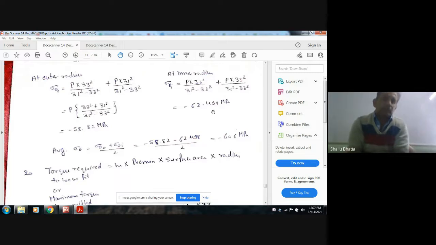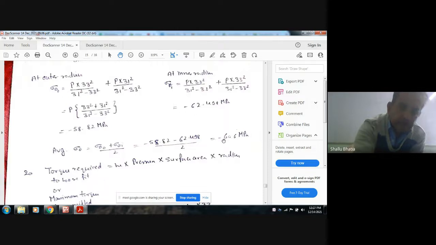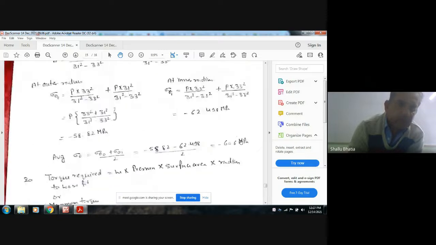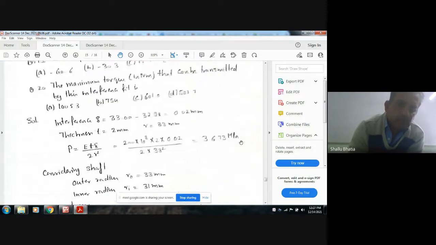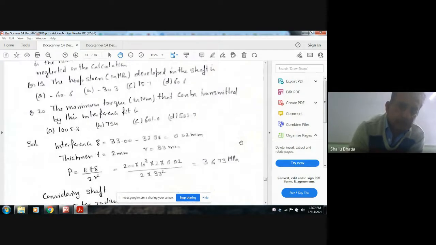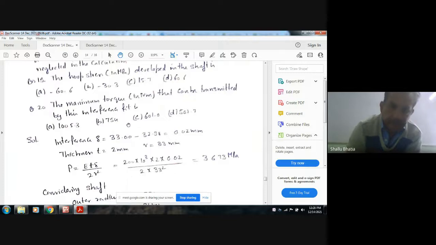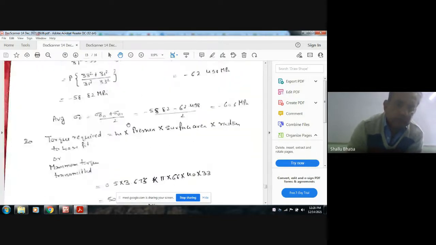So the average hoop stress in the shaft will be the summation of these two divided by 2, so it will be 6 MPa. So the answer is, sorry, the answer is your A. Now question number 20.